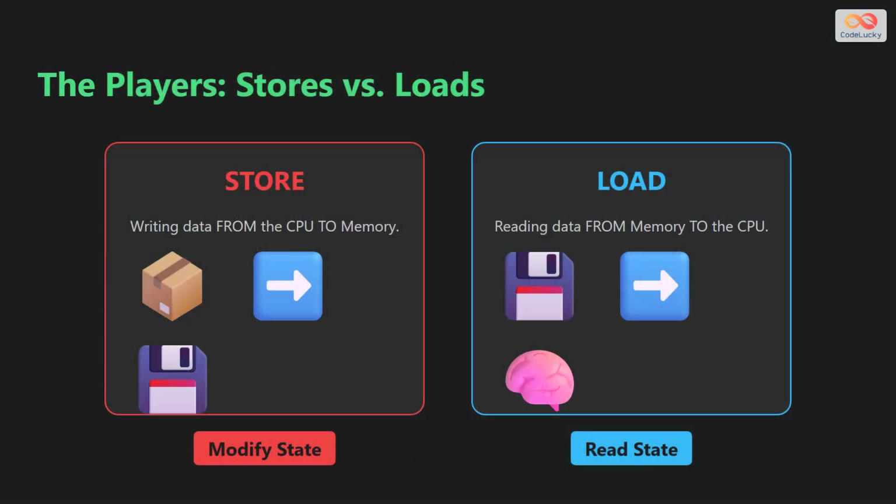There are two main types of memory operations we care about here. First, there are stores. This is when the CPU writes data out to memory. Second, there are loads. This is when the CPU reads data from memory. Understanding the relationship between these two is the core of our problem today.